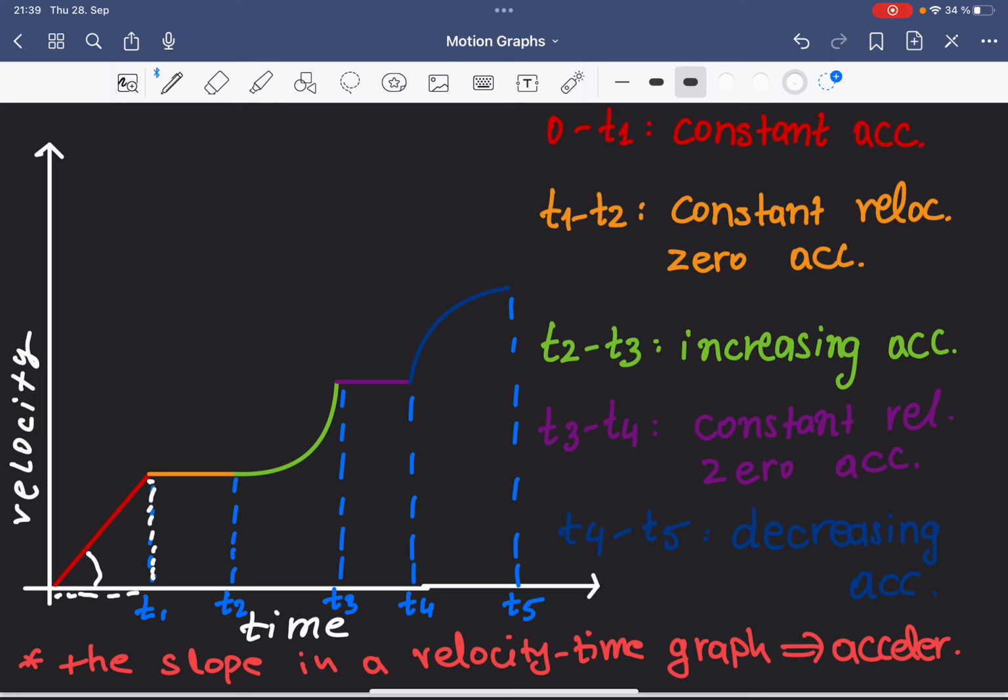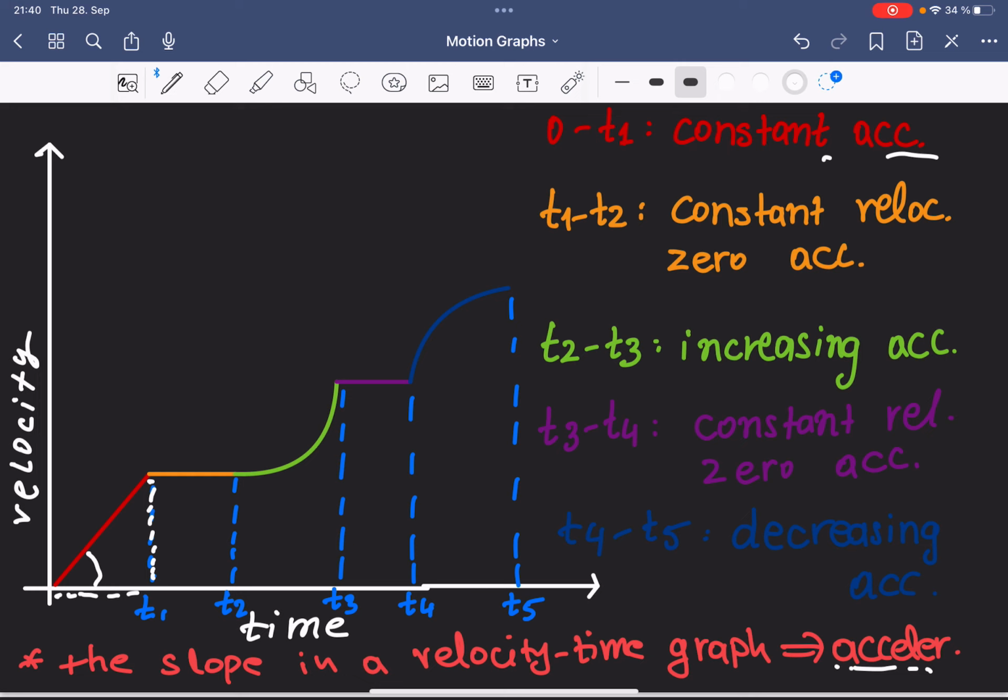So the slope here is constant. You see, the first thing I identified was what do I have on the y-axis, and I have velocity. So in this case, acceleration will be constant. Now t1 to t2, velocity is constant. Constant velocity means 0 acceleration. If you don't have change in velocity, you cannot have acceleration.